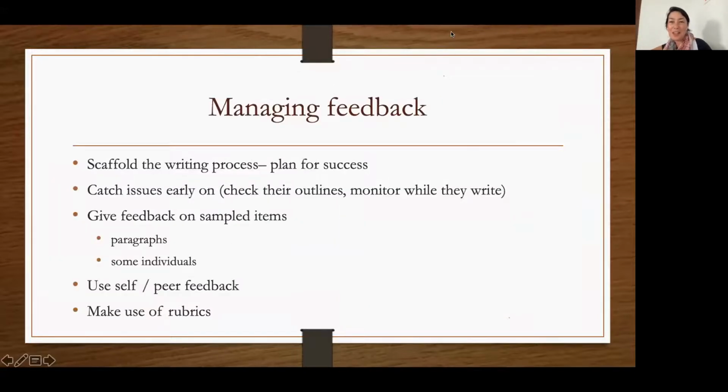All right, managing feedback. So just kind of some advice. First, scaffold the writing process, plan for success. I think maybe those of you who have attended the other sessions can see that I'm really into scaffolding. I never just come to class and say, okay, everybody now write your essay or write your paragraph. There's brainstorming, there's planning, going through the steps.